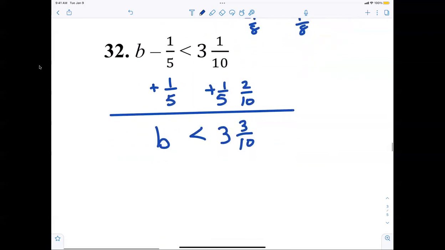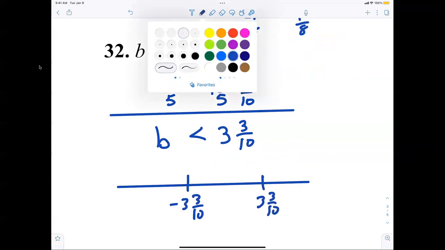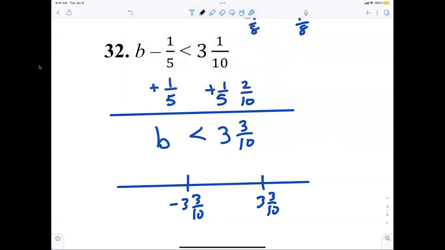And then on the number line, would that be? So on one side, that'd be -3 3/10. Yep. On the other side, that would be 3 3/10. And there'd be an open circle at 3 3/10, and it would go left. Thank you, sir.